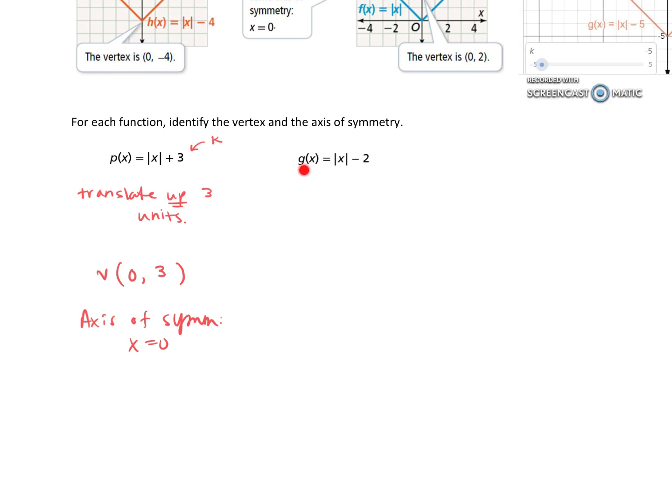All right, next example, we have g of x equals the absolute value of x minus 2. So that's our k value. We're adding a constant to the output of our function. That is going to translate the graph down 2 units. If we go from the origin with our vertex down 2 units, our new vertex is at 0, negative 2. And again, because we didn't do any shifting horizontally, the axis of symmetry is still at x equals 0.